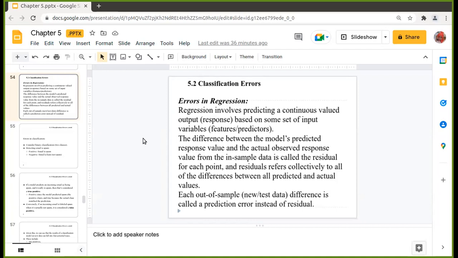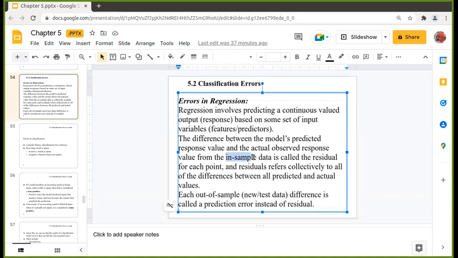That is, I wanted to calculate some predictions, or some values. That is, a regression involves predicting a continuous valued output, that is a response, based on some input. That is, some features or predictors we will use, and whatever difference between the actual value and predicted value will be called a residual. It means that this is a difference between my predicted value and the actual value. So this is done in terms of training data, whatever is in the sample data. So this is another word used for the training data.